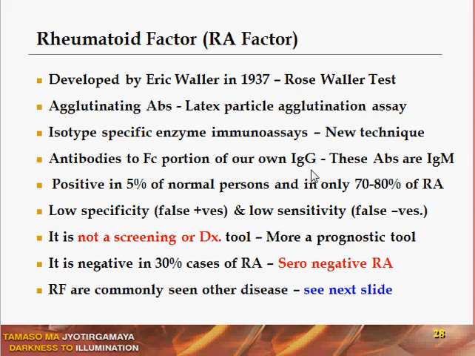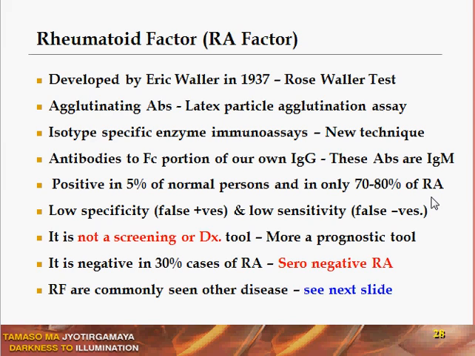Our immunoglobulin has got two components, the Fc portion, called the constant portion, and the Fab portion, the variable portion. So, in this particular disease, there are antibodies developed against our own immunoglobulin. These are anti-IgG antibodies, and these antibodies are of the class IgM. Sometimes IgA also may be there, but mostly rheumatoid factor antibodies are IgM antibodies against our own immunoglobulin G, the Fc portion. Rheumatoid factor is positive in 5% of normal persons also.